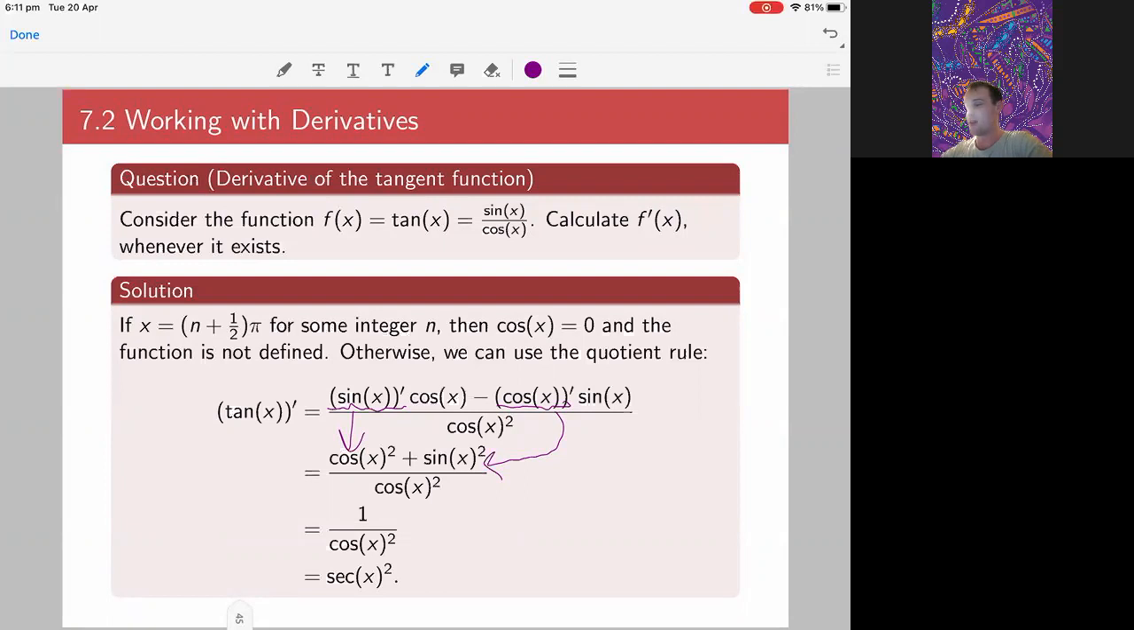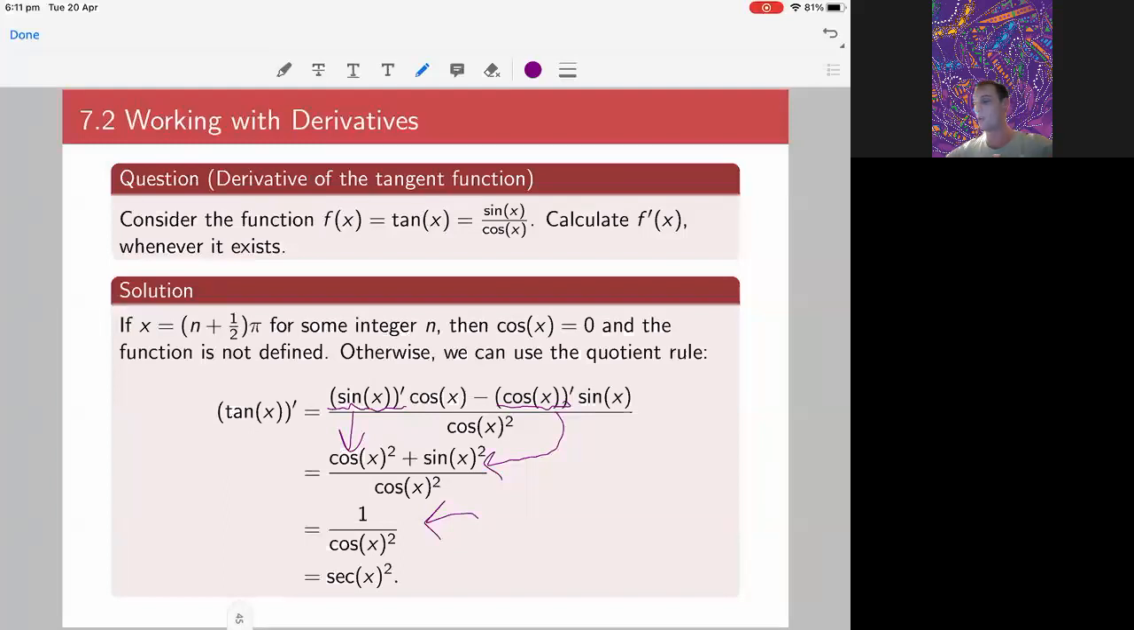You might remember a fundamental trigonometry identity which says that cosine squared plus sine squared is always equal to 1, no matter what your input is. So that means we end up with 1 divided by cosine squared here. This is probably a good enough place to stop. The answer is 1 divided by cosine of x squared.